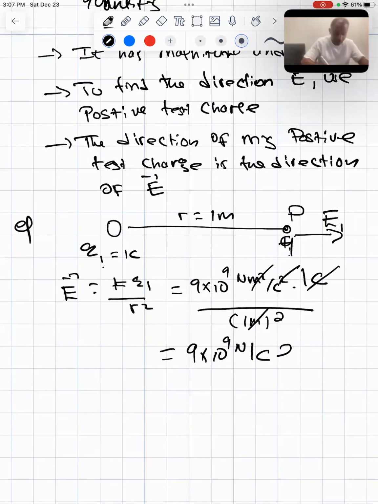Then you have to use x-hat. x-hat is a unit vector. It tells you that the electric field is in the positive x-axis direction. Now you have found the direction, and you find the magnitude, okay?